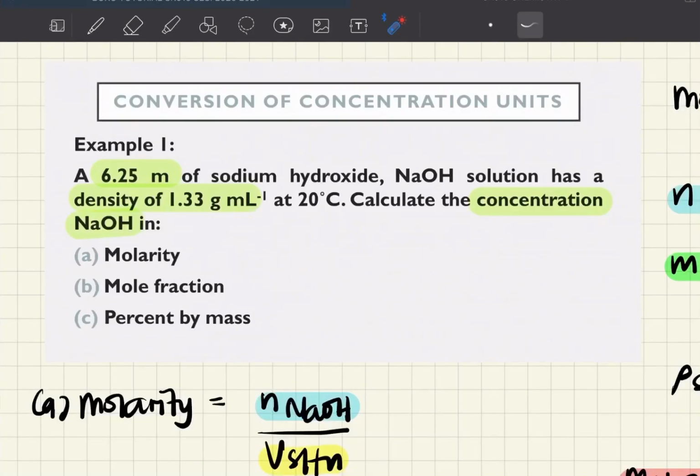Okay, hi guys. So now we are going to do a few examples for conversion of concentration units. There are 4 examples, and I actually hope that you have tried doing it on your own, to test your natural skills. But if you haven't, then let's just go through one by one lah.